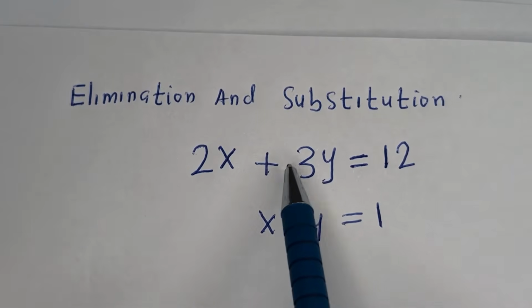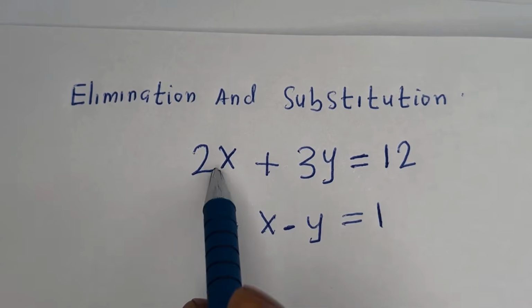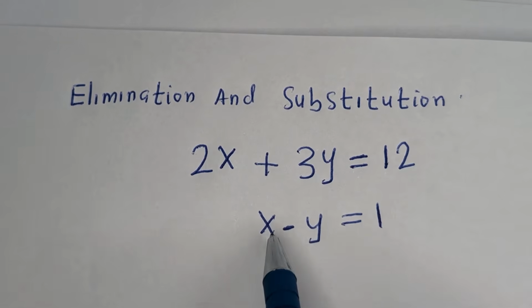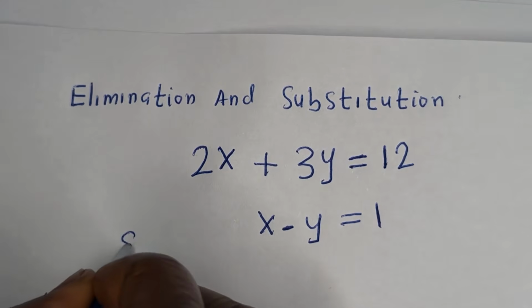Hello, how to solve this linear equation using both elimination and substitution method. We have 2x plus 3y is equal to 12, x minus y is equal to 1. Solution.